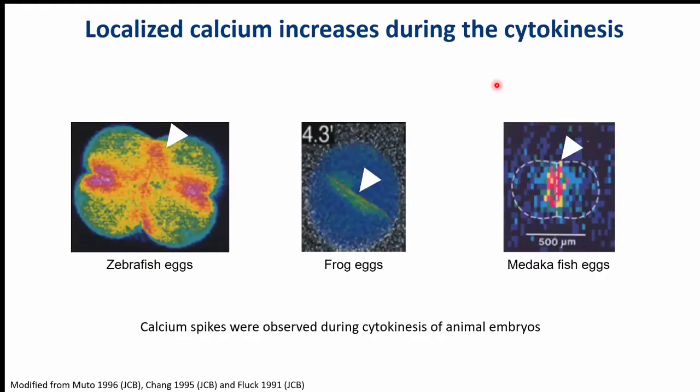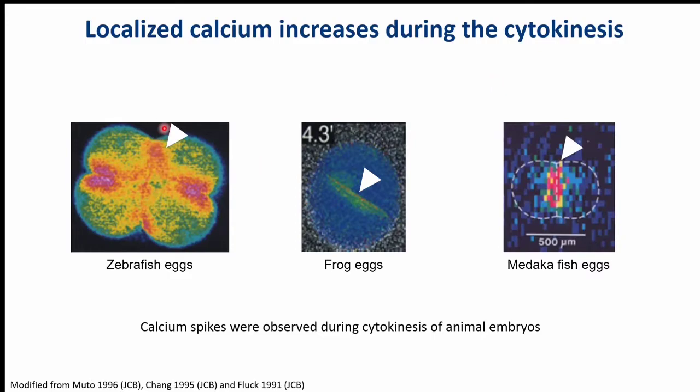So it has been reported about 20 years back that during cytokinesis of animal embryos like zebrafish eggs, frog eggs, and medaka fish eggs, calcium concentration increases at the cleavage furrow, or the place at which the cell divides, the center of the cell, where the ring forms.